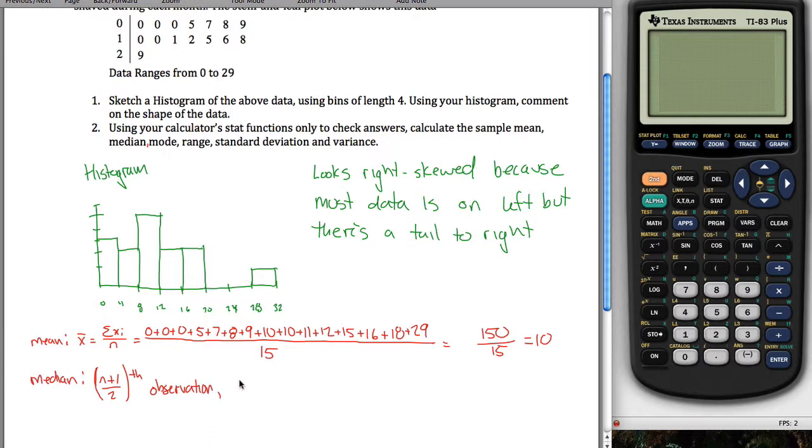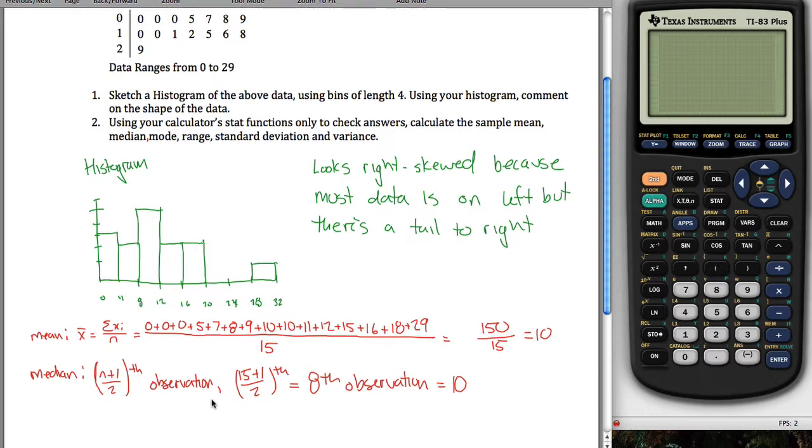So n is 15, so it's whatever 15 plus 1 over 2 is, it's that observation. 15 plus 1 is 16, divided by 2 is 8. It's our 8th observation, 8th smallest, I guess. You can kind of count up: 1, 2, 3, 4, 5, 6, 7. Looks like our 8th observation is a 10. So our median is the exact same as our mean in this case.